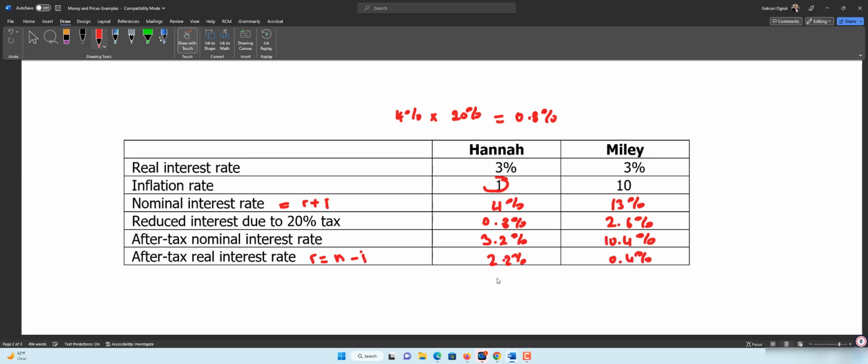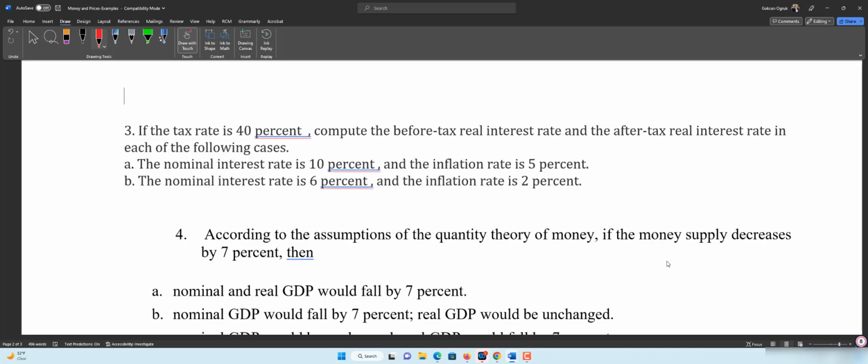So you see what happens here? The high inflation erodes the real returns to 0.4%. Although the real interest rate they were getting before all these calculations was 3%, Hannah is reduced to 2.2% real return, and Miley is reduced to 0.4% real return. Now let's look at these examples.